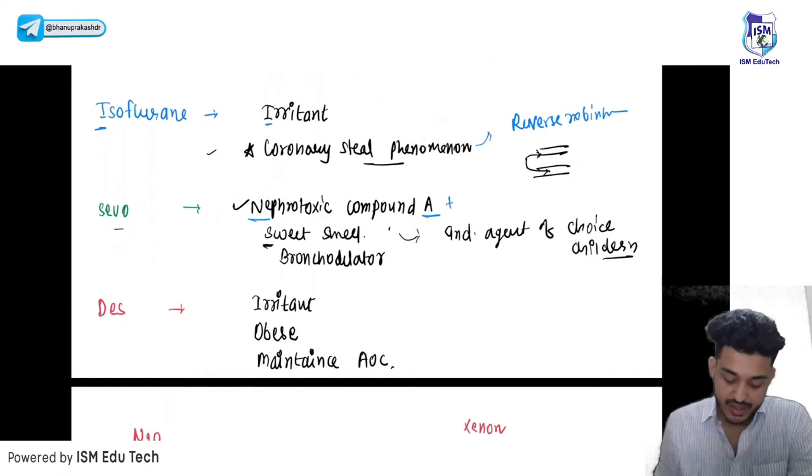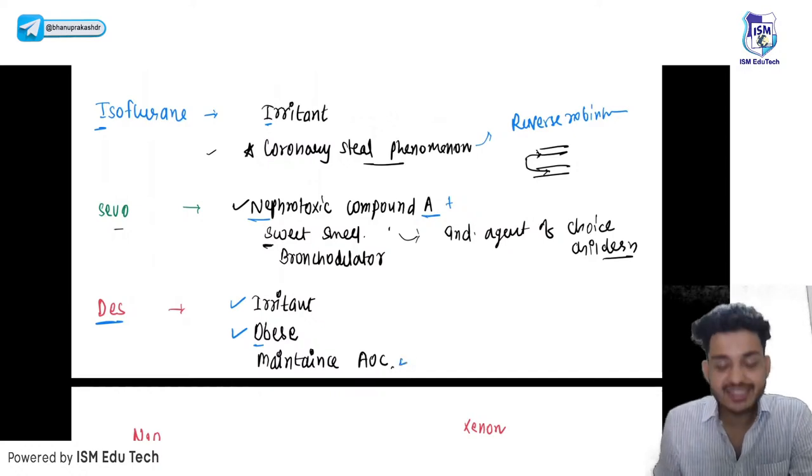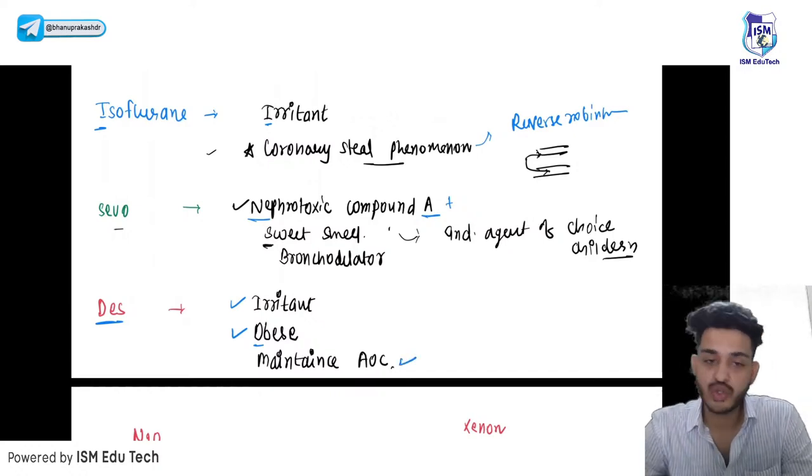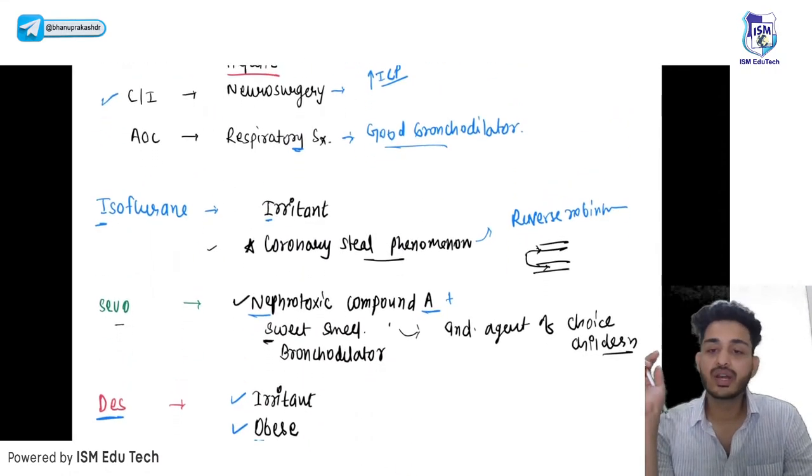Next thing is your desflurane. Desflurane is an irritant, but we have seen the speed of desflurane is fast, right? So we can use it for the obese patient. Okay, konse patients mein use karenge? We can use it in the obese patients, okay? And this is the maintenance agent of choice. Okay, clear?